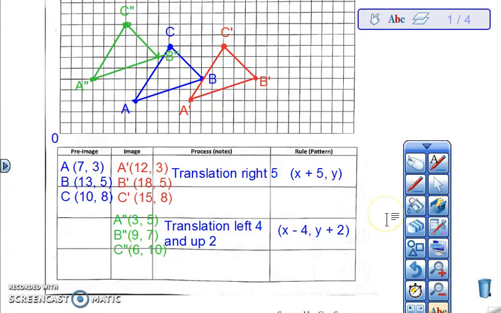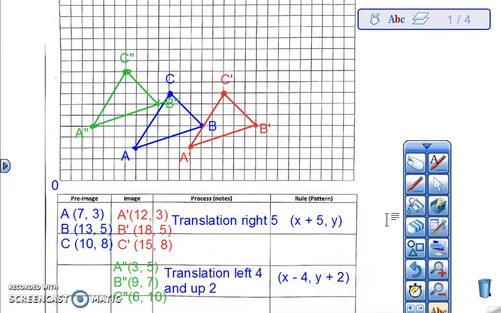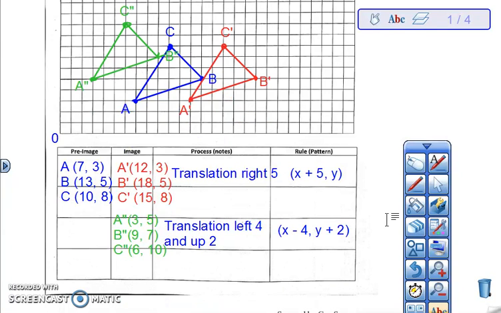So that's all for translations. Just remember to count your number of spaces. Don't forget to account for positives and negatives. And remember to keep track of which one is your pre-image and which one is your image. And that's all we have for translations.